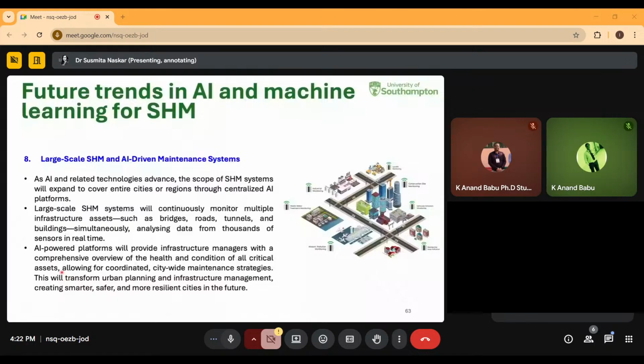Now we have talked about all 8 future trends which will possibly happen or are going to happen. So among the 8 trends, which one do you think is going to be the most emerging one, or which one could be the most interesting one? Do you remember all 8 of those?